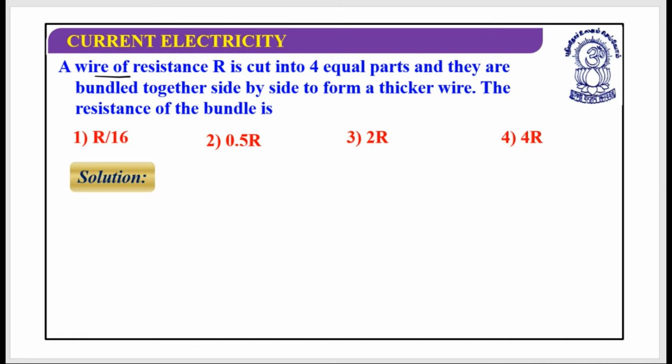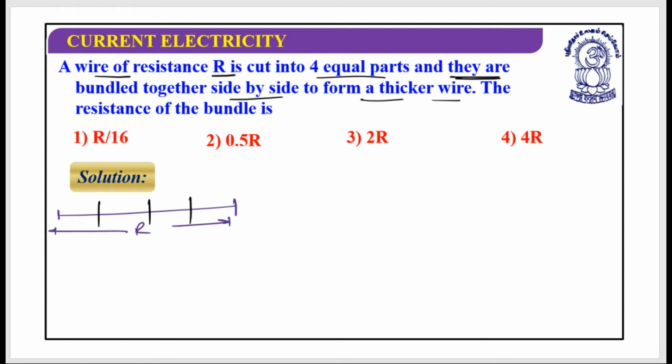The question says a wire of resistance R is cut into 4 equal parts and they are bundled together side by side to form a thicker wire. The resistance of the bundle is, so the situation is something like this. Let's say this is the wire having a resistance R, and I have divided this wire into 4 segments: first, second, third and fourth. If I have divided this wire into 4 equal parts, then the resistance of each equal part would be R by 4, R by 4, R by 4, R by 4.